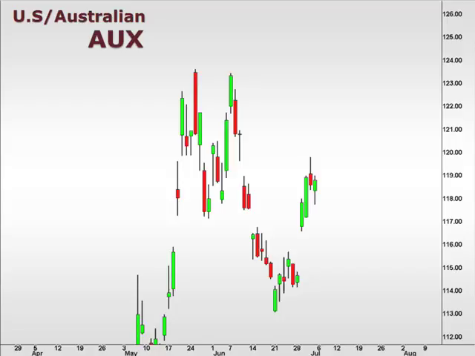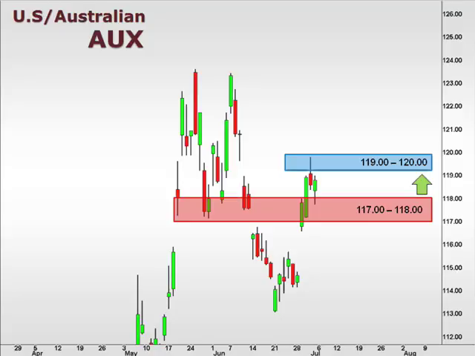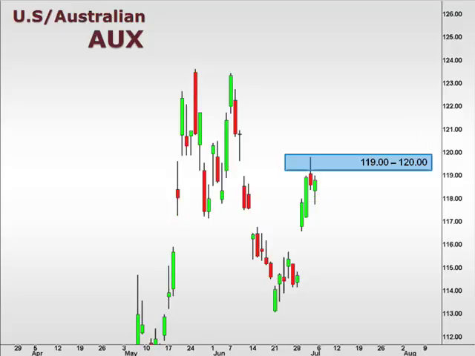The AUX, the US versus the Australian dollar, tested our 119.120 box before pulling back. 117.118 remains an important support level. A break above 119.5 opens the window for a move towards 123.